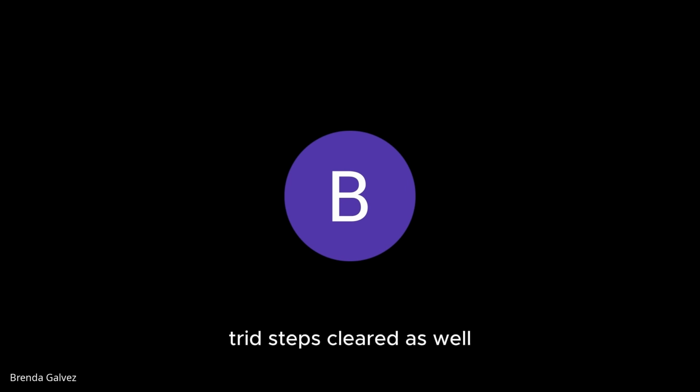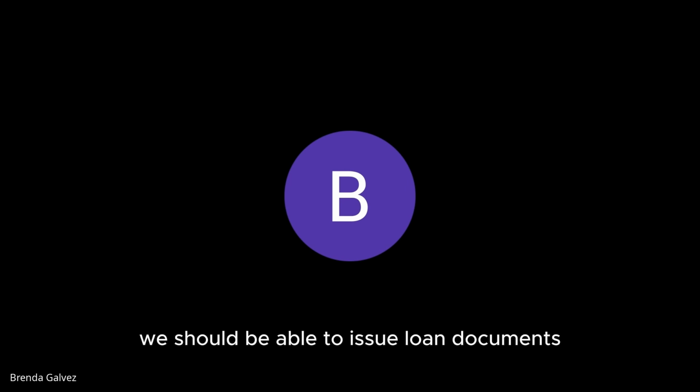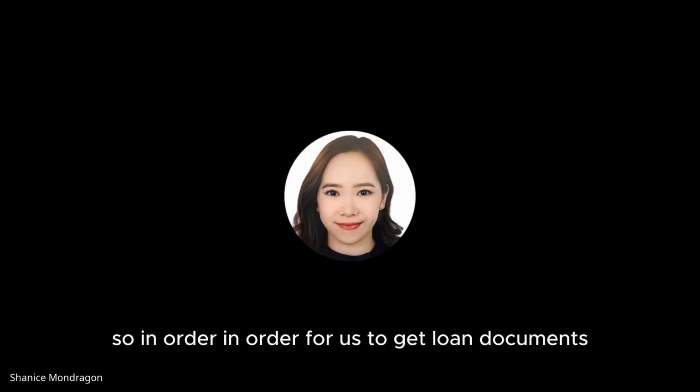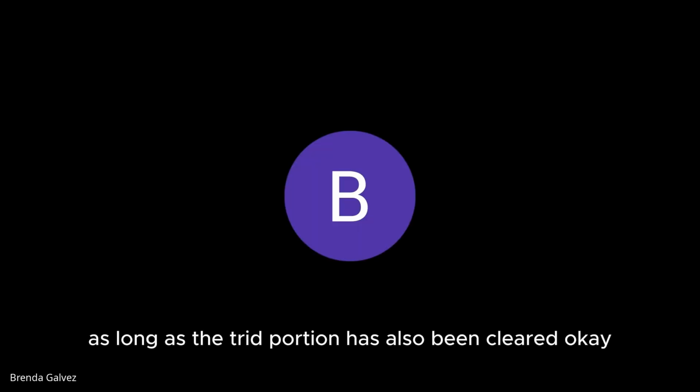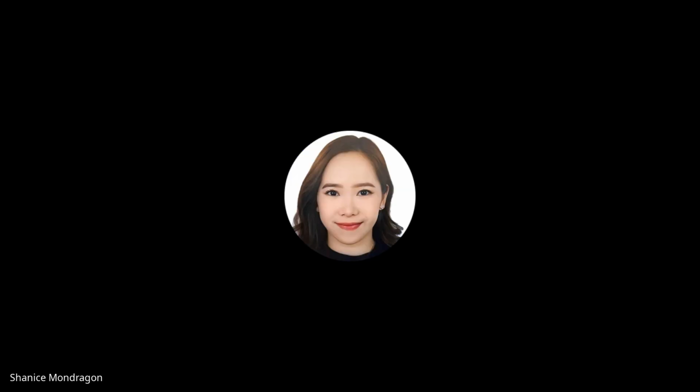Okay. Got it. So the CTC is our clear to close, meaning that we've already worked on all the conditions that the underwriter had conditioned when they were reviewing the file, and now we are clear. Everything has been pretty much cleared from them, and at this point, as long as we have all the TRID steps cleared as well, we should be able to issue loan documents for the borrower to sign. So in order for us to get loan documents, we have to have our CTC, again, as long as the TRID portion has also been cleared.